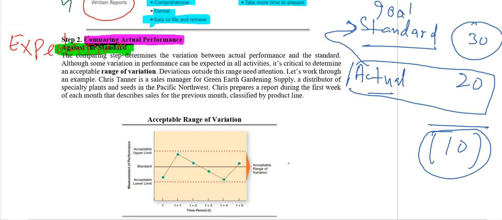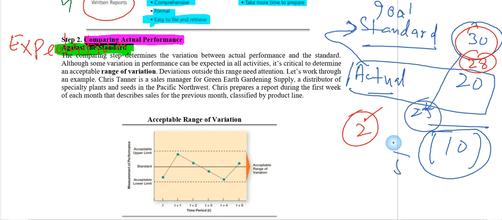Okay, so now we have to see the range. Students, what is the range? For example, if the standard was 30 and the performance of the employee was 28, there was a difference of 2. A difference of 2 is not a very major difference, so we can say that yes, 2 is acceptable. So this is the range which is acceptable. But if the performance is 25, then there is a difference of 5. So 5 is not acceptable, this is the range which is not acceptable.